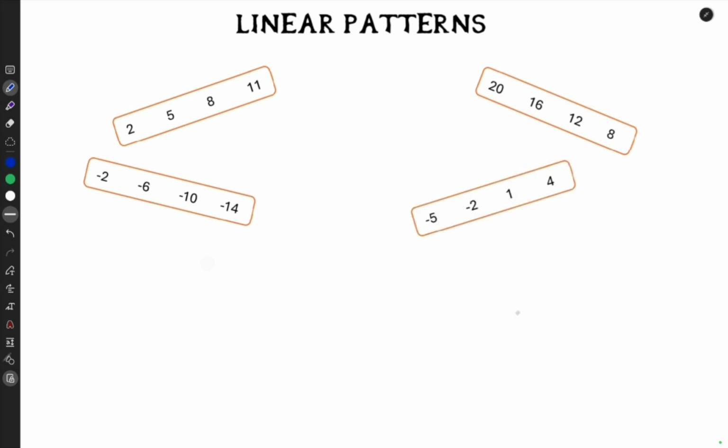Last example, I can start negative but then also add a positive value. So in this case, I'm just adding 3 the whole time. So the next terms would be 7 and 10. So that is a linear pattern, the one that you've been used to since primary school.